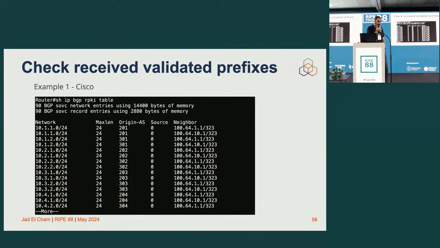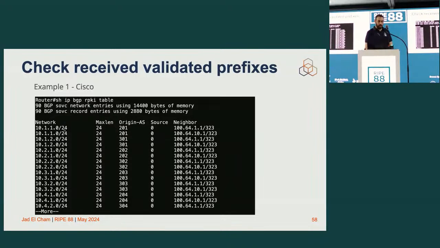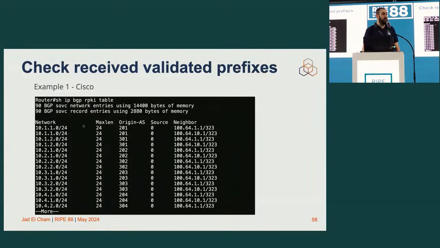Now, if you'd like to see if your router managed to download the validated cache, you can use the command show ip bgp rpki table, and then it would show you all the different VRPs. These are the validated ROAs, which contain the network, the prefix that we want, the maximum length information, the origin AS, and then the neighbor through which we acquired this information.